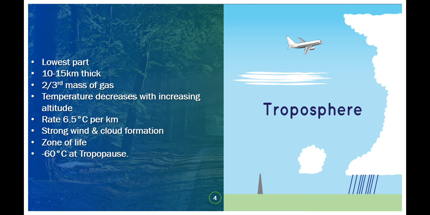The junction of the troposphere with the layer above, where the temperature may fall to minus 60 degrees Celsius, is known as the tropopause.